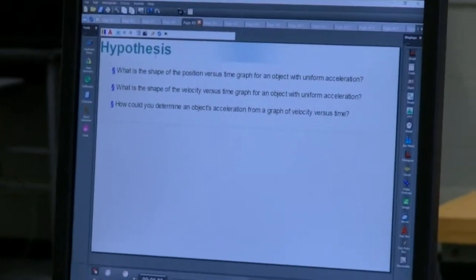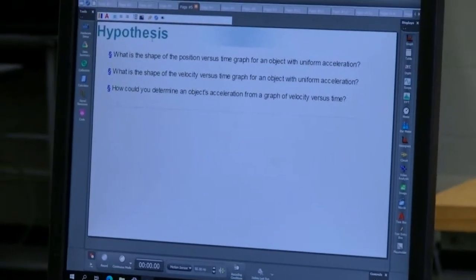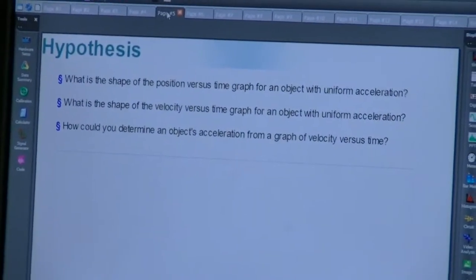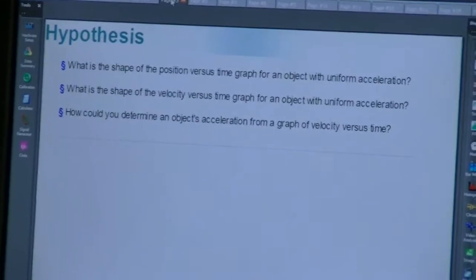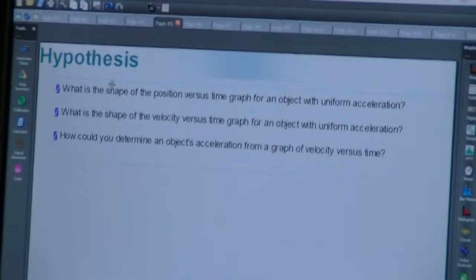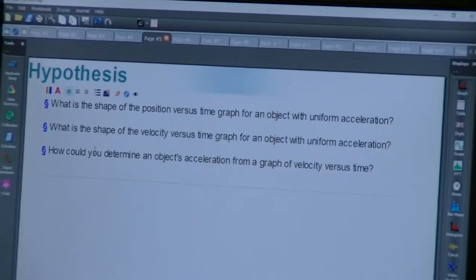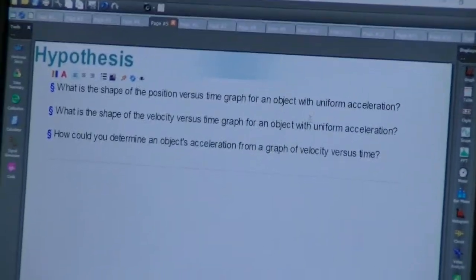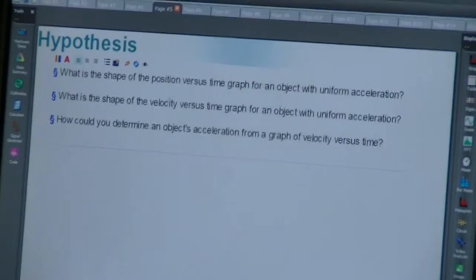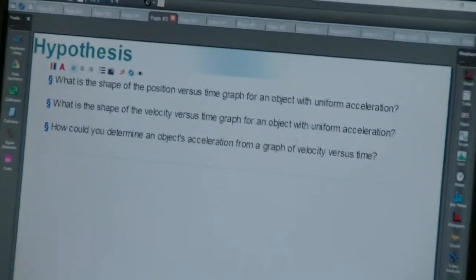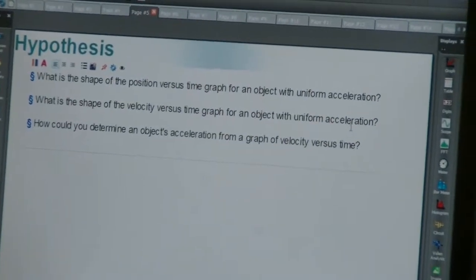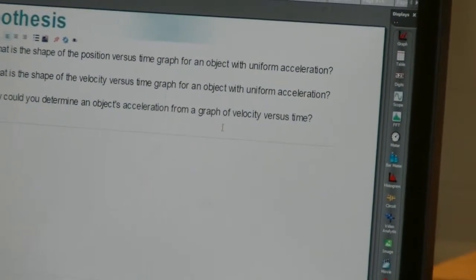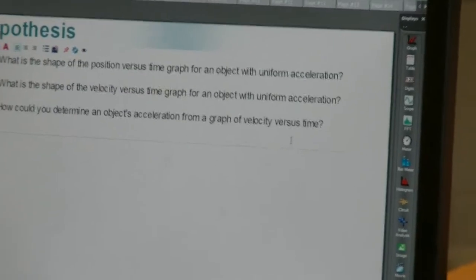Okay, so this is part B of the experiment, where we will start from page 5 of the file. Here on page 5 we first have to answer 3 questions: what is the shape of a position versus time graph of an object with uniform acceleration, what is the shape of a velocity versus time graph of an object with uniform acceleration, and how to determine an object's acceleration from the graph of velocity versus time.